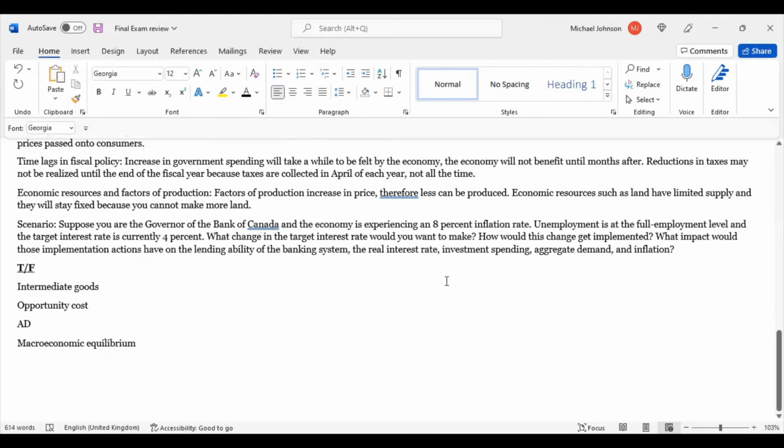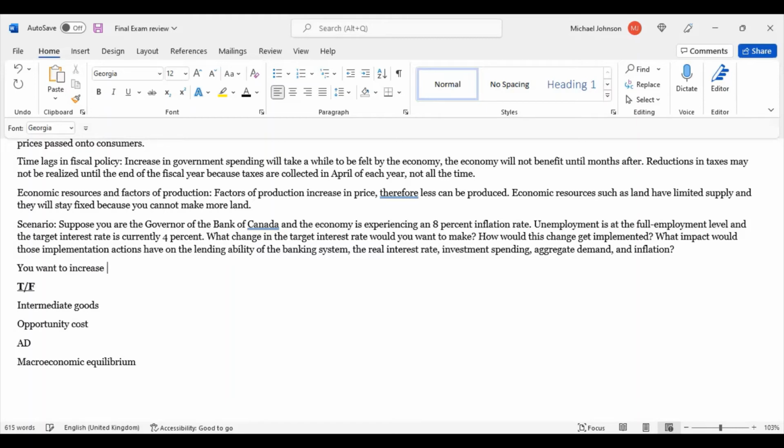Scenario: suppose you are the governor of the Bank of Canada and the economy is experiencing an 8% inflation rate, and employment is at the full employment level. The target interest rate is currently 4%. What change in the interest rate would you want to make? How would this change be implemented? What impact do these implementation actions have on the lending ability of the banking system, the real interest rate, investment spending, aggregate demand, and inflation? So you want to increase the target interest rate to bring down inflation.